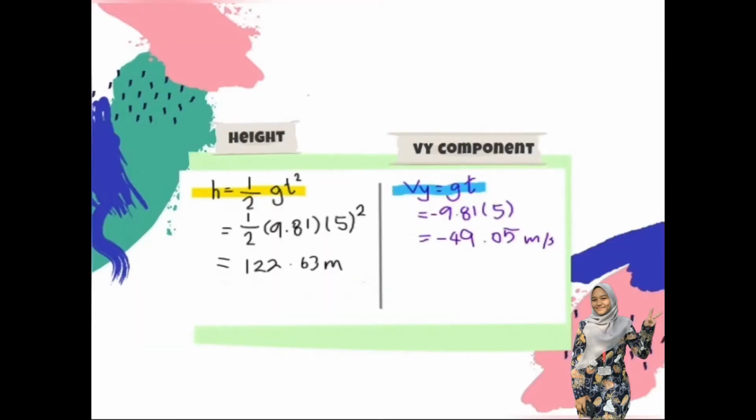Okay, for the height, it is same like a previous, and just use the formula, substitute the value, and for the Vy component, use the formula Vy equal to Gt. Okay, why we need to use the G is minus 9.81 because the movement is downward, so we need to use the negative. Okay, and then just substitute the nilai and we get the answer, which is negative 49.05 meter per second.